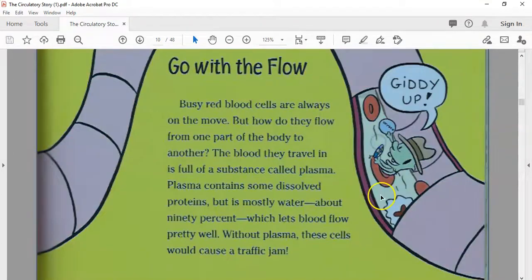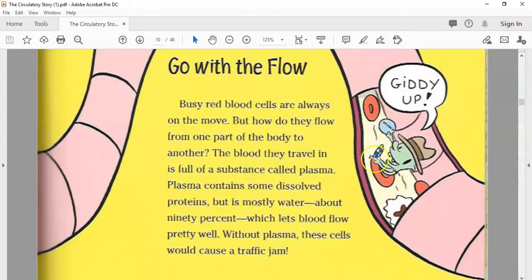So it kind of looks like it's gooey. And now we know that gooey thing is called plasma. Plasma contains some dissolved proteins, but it's mostly water, about 90%, which lets blood flow pretty well. Without plasma, these cells would cause a traffic jam.